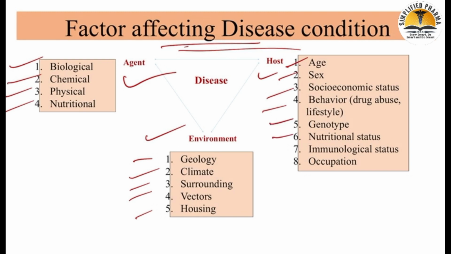Nutrition, like lack of proper nutrition, may affect the disease conditions, and immunocompromised persons may be prone to COVID-19 infections or other such infectious diseases. Occupation, like chemical hazards and physical hazards, may affect the disease conditions.